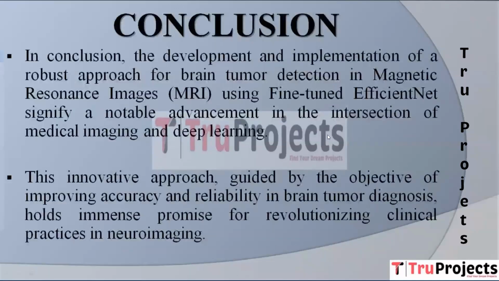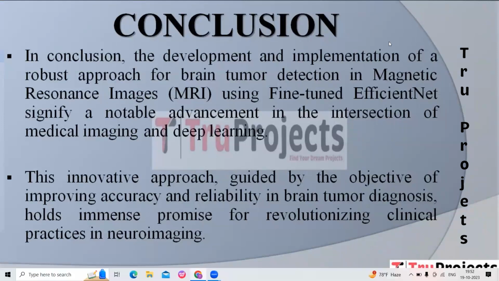So now coming back to the conclusion part. In summary, creating and applying a resilient method for detecting brain tumors in magnetic resonance images, that is MRI, through fine-tuned EfficientNet represents significant progress at the crossroads of medical imaging and deep learning. This inventive strategy, driven by the goal of enhancing precision and dependability in brain tumor diagnosis, holds great potential to transform clinical practices in the field of neuroimaging. So here we have completed our project.